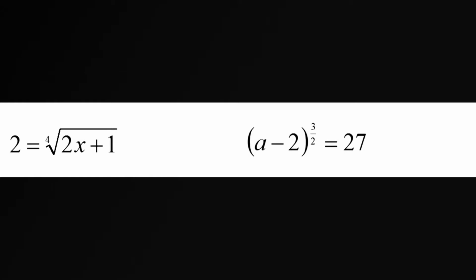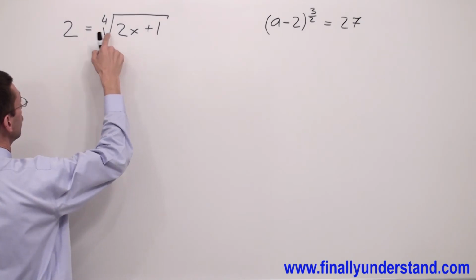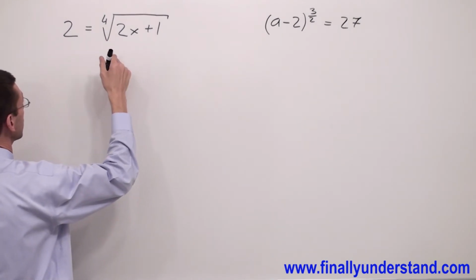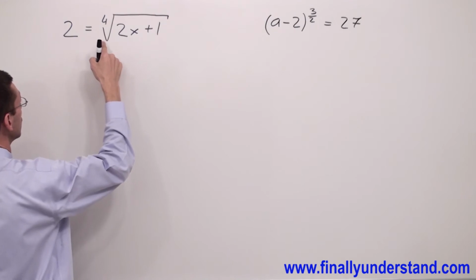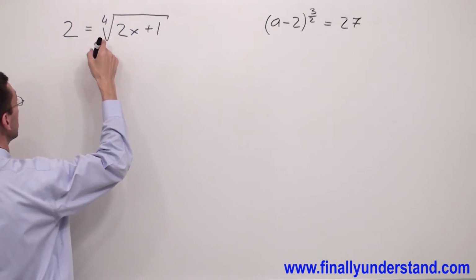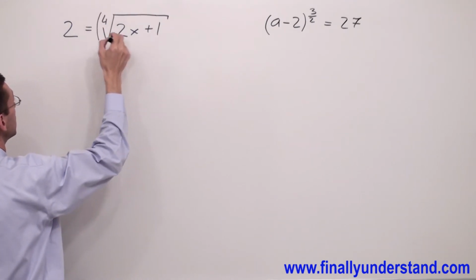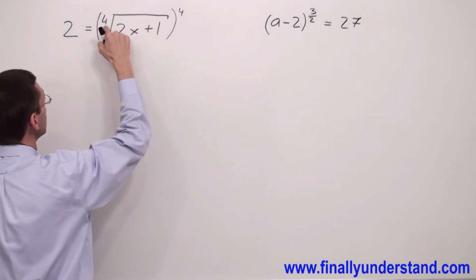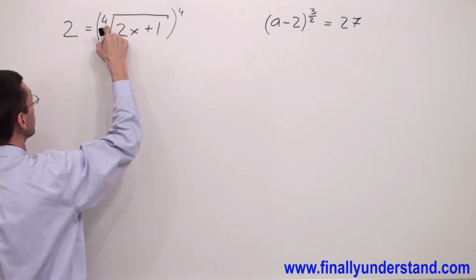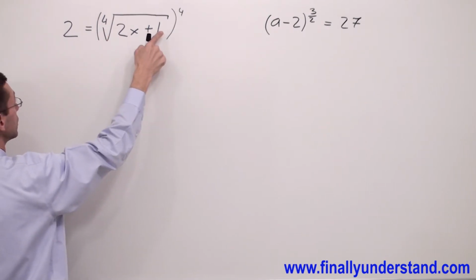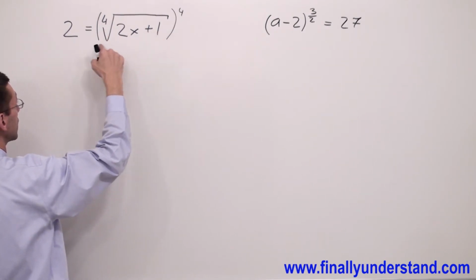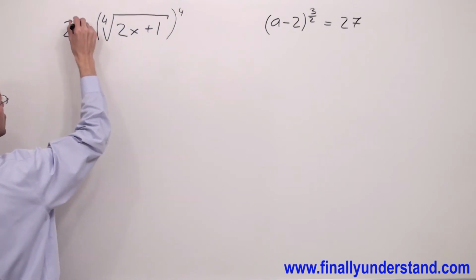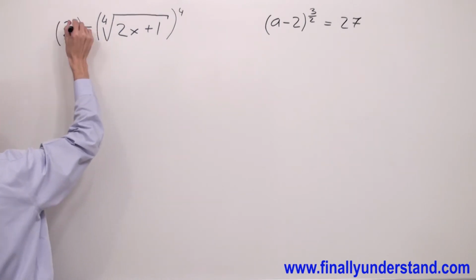Let's take a look at these problems. First, we have to eliminate the 4th root of 2x plus 1. Remember, anytime we want to eliminate the radical, we're supposed to raise that radical to the power which is equal to the index of the radical. Whatever I did on one side of the equation, in this case on my right side, I have to do also on the left side.